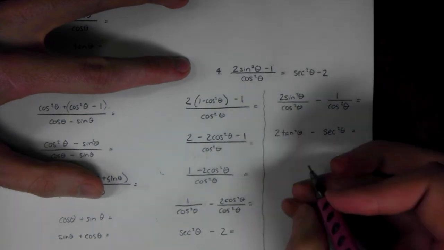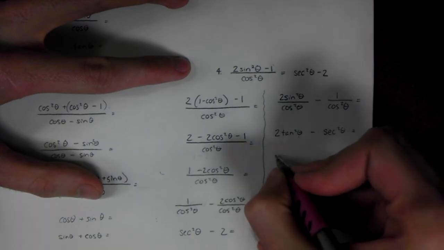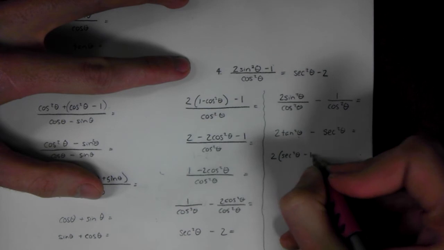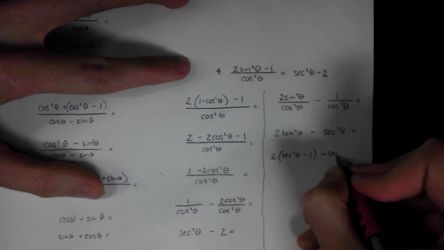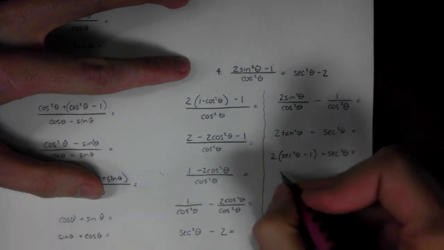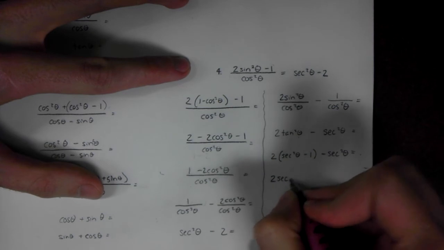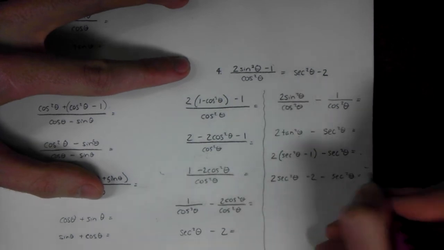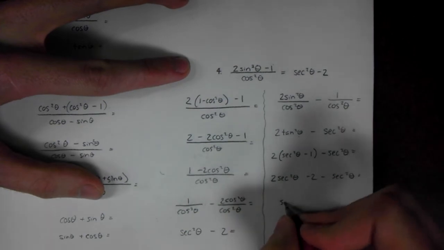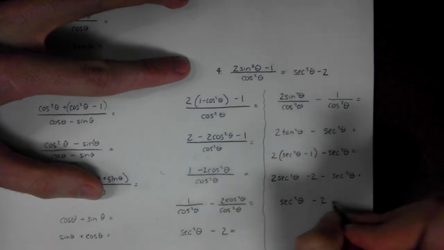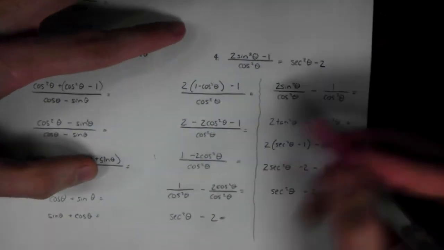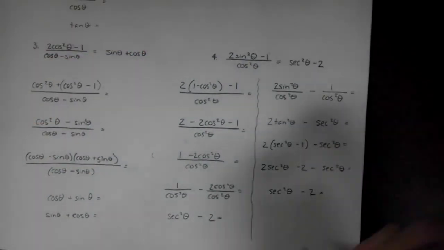Recall that tangent squared is the same thing as secant squared minus 1. Then distributing the 2. And finally combining the secants. So two different approaches there. They both have kind of the same steps involved. It's just the order that you do them in.